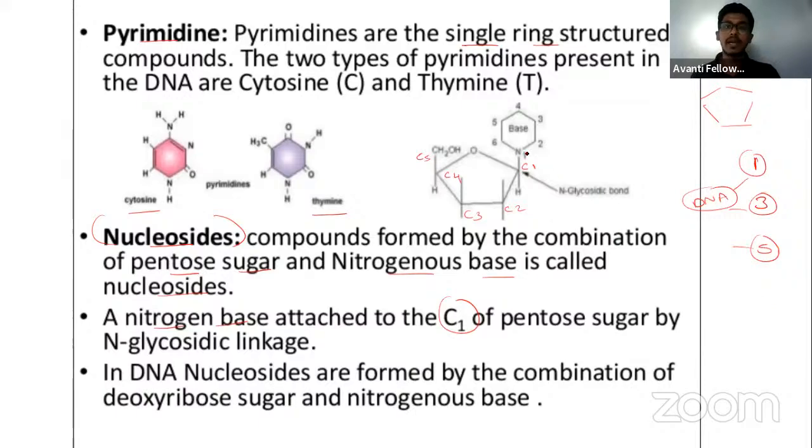So in the first carbon atom, what occupies the first carbon atom position? It is a nitrogenous base. So a nitrogenous base comes here at the first carbon atom and it creates an N-glycosidic linkage. What kind of a linkage? An N-glycosidic linkage. Please do not forget the name of the bond that is produced.